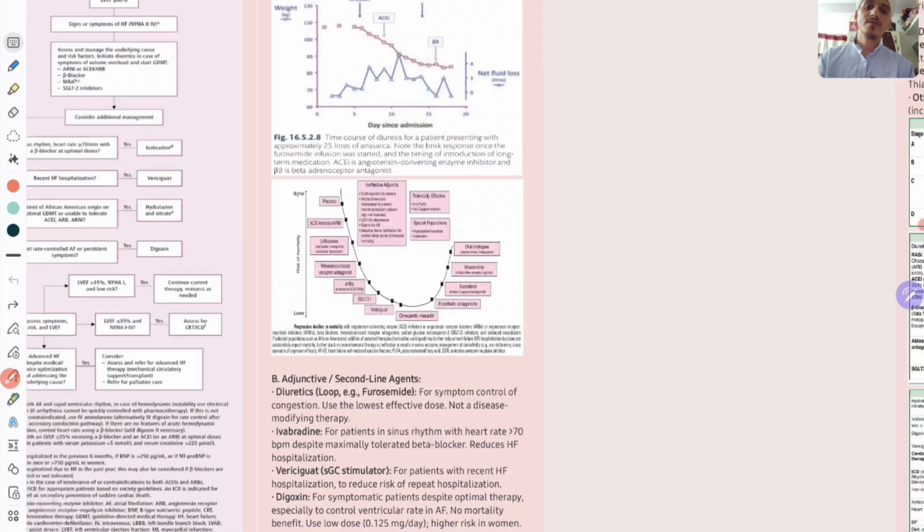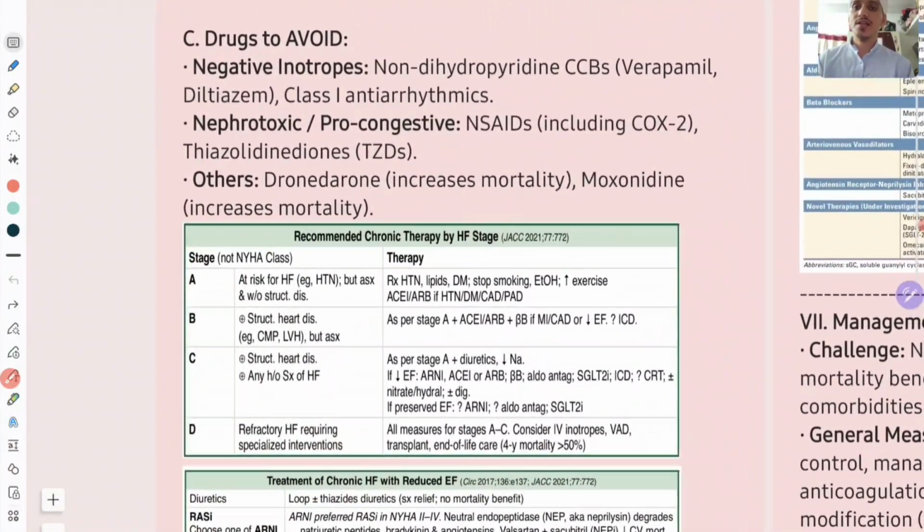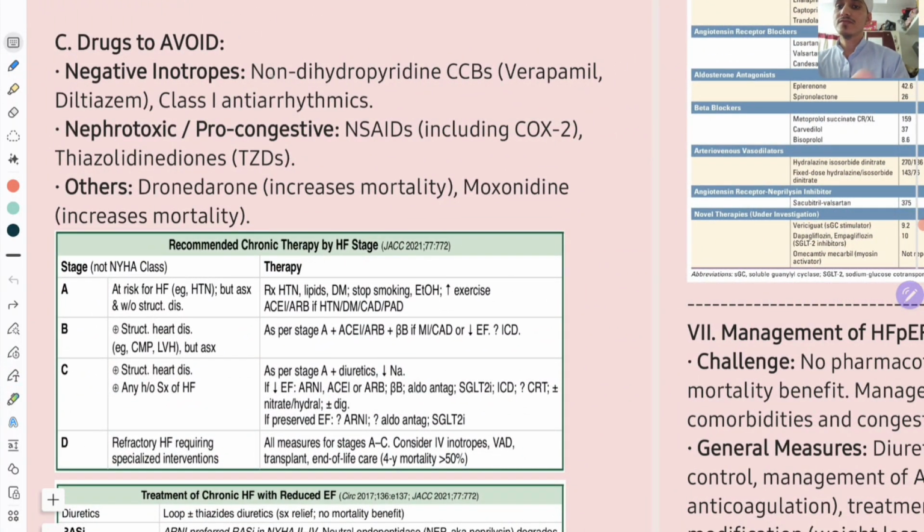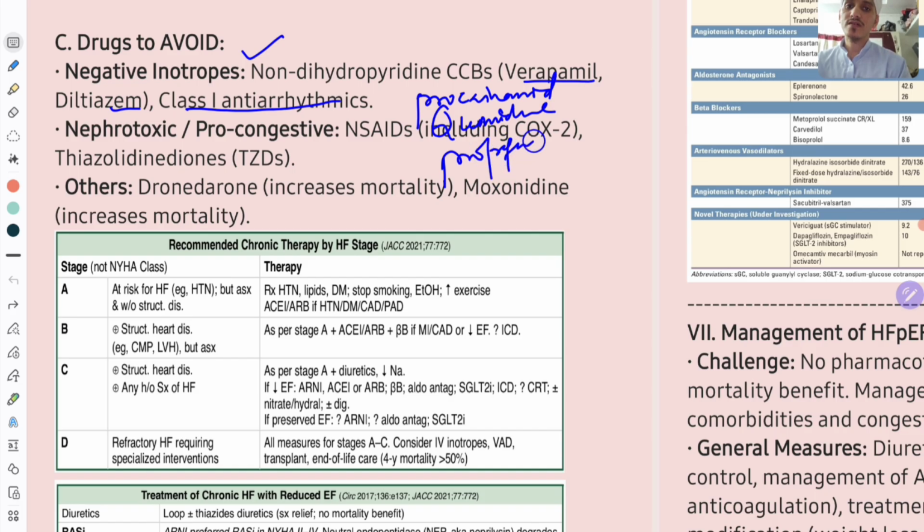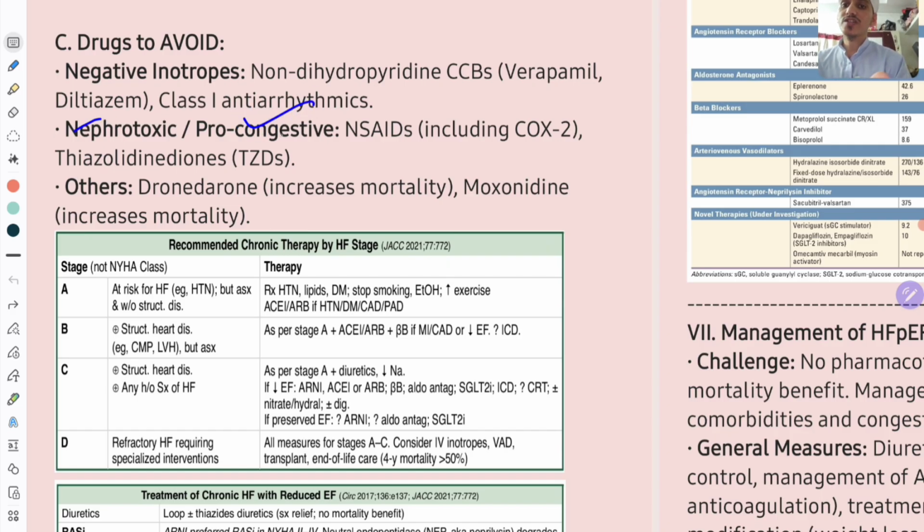Okay, drugs to avoid: negative inotropes like verapamil and diltiazem, and class 1 antiarrhythmics, for example procainamide, this is 1A, quinidine, propafenone, flecainide. So these are all class 1. You should avoid these drugs because they have negative inotropic property, they will decrease the contractility. Then you should avoid nephrotoxic or pro-congestive drugs like NSAIDs, they will cause salt and water retention.